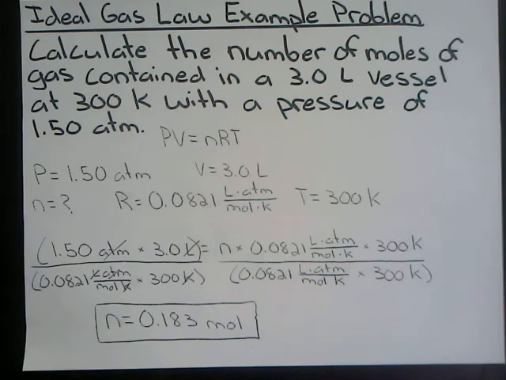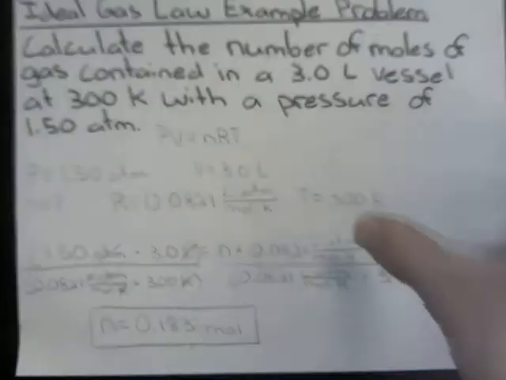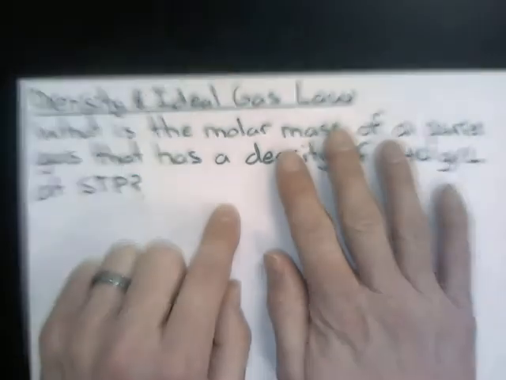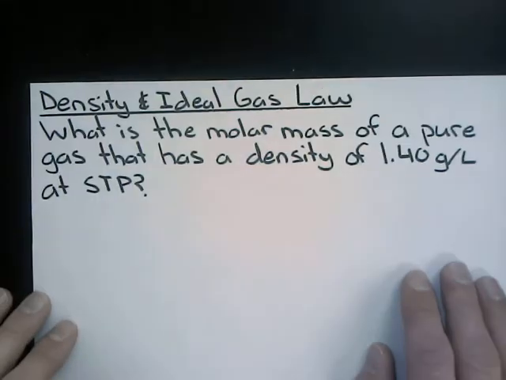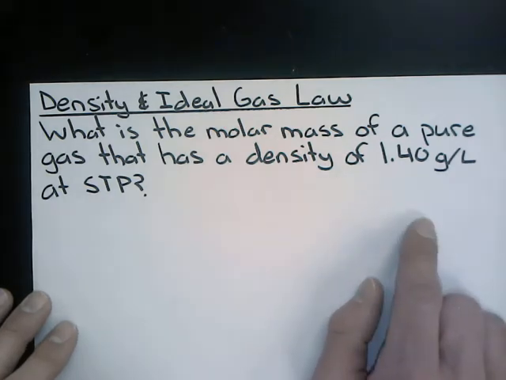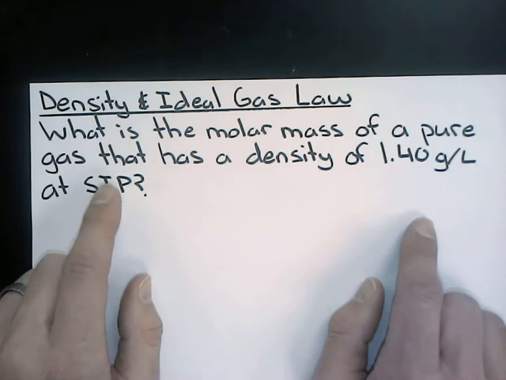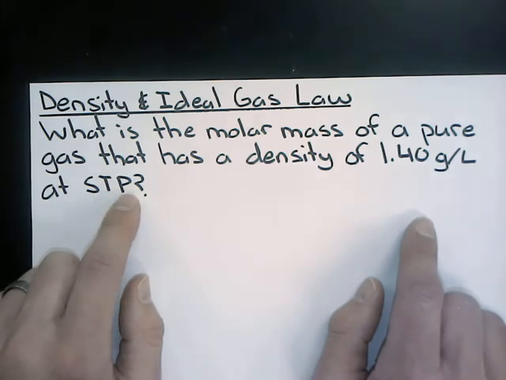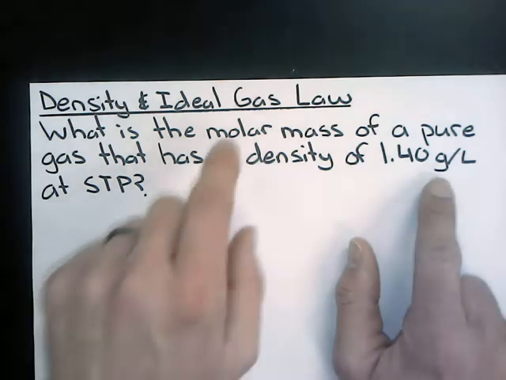Okay, so now let's go one step further. We're going to tie a few things we've done before in science to what we're doing right now. It says density in the ideal gas law, and then it ties this in our question. It says, hey, what is the molar mass of a pure gas with a density of 1.40 grams per liter at STP? Okay, so we threw two things at you. One, density, and molar mass.